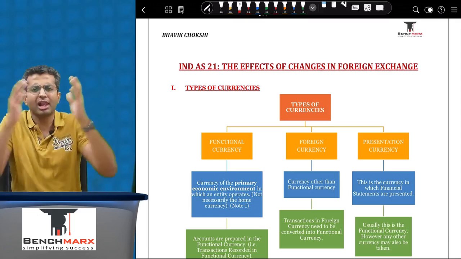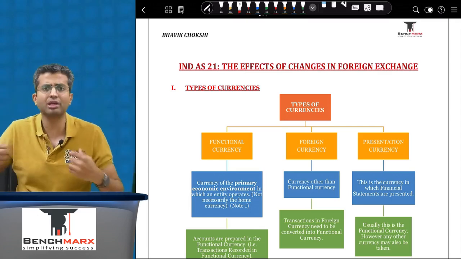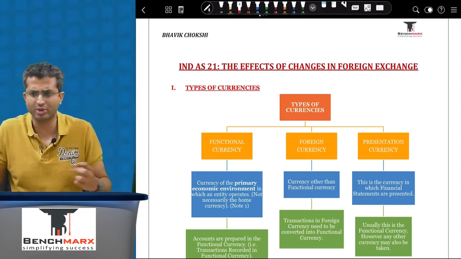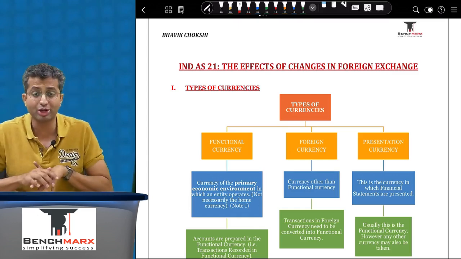So we are registered in India, let that be. The word home currency does not appear across Ind AS 21. It does not really matter in which country you are domiciled.